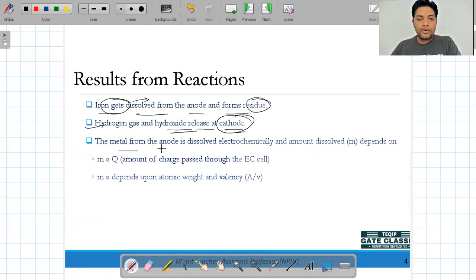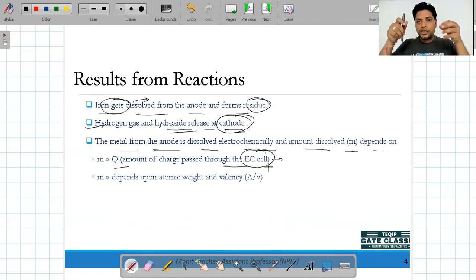The metal from the anode is dissolved electrochemically, and the amount dissolved depends on two things. First is the amount of charge passed through the EC cell. The EC cell is nothing but this complete setup, where the two electrodes are dipped inside the electrochemical solution and connected with the power supply. So this complete setup we call an EC cell, electrochemical cell.